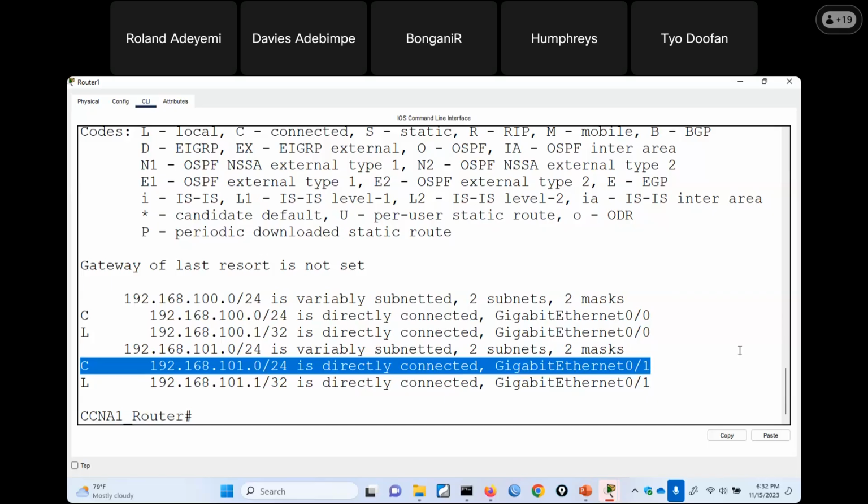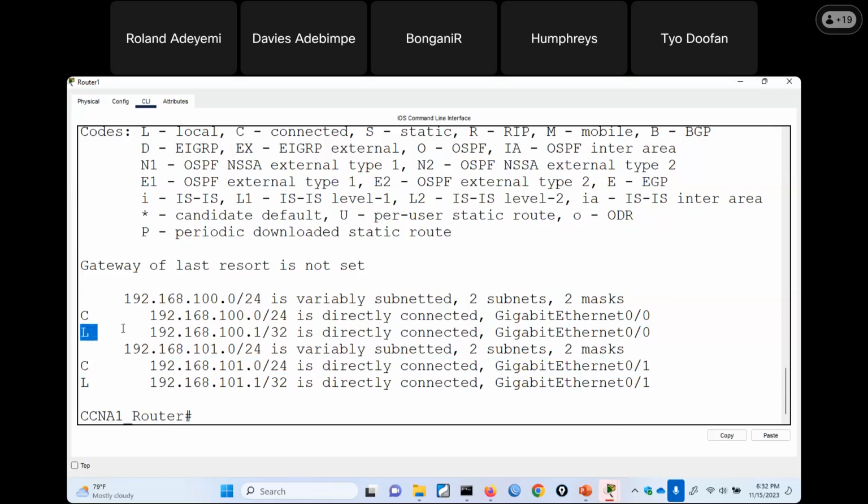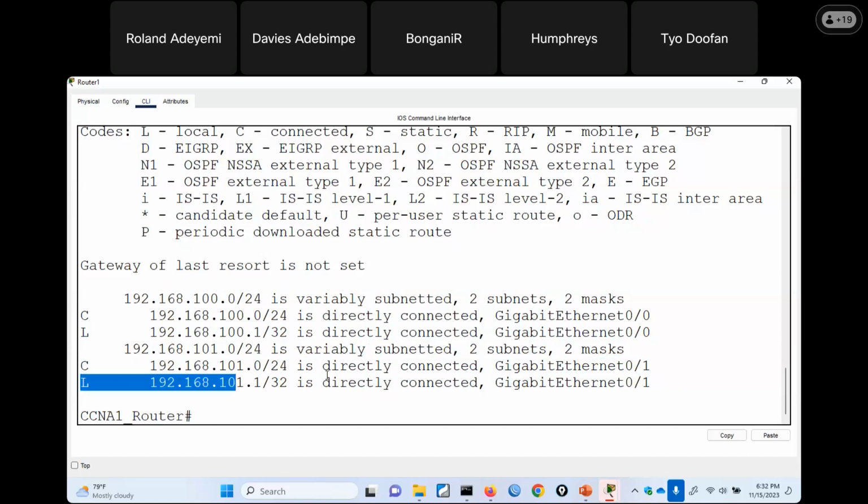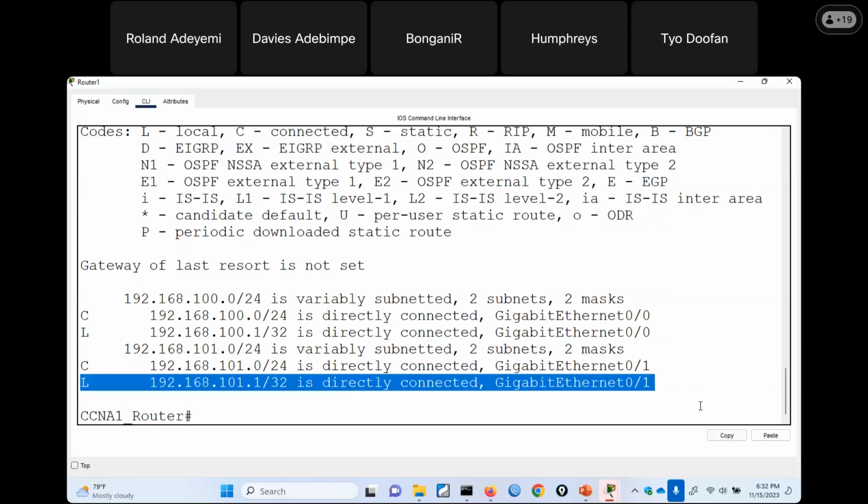Anything not in this routing table, the router doesn't know how to get there. What about the L? L is simply talking about the IP address on the interface. It is called local host. So if you go and look at the Gigabit 0/0, we put 192.168.100.1. And if you go and look at the other interface, we put 192.168.101.1. So as we are doing this, the router is building its routing table.